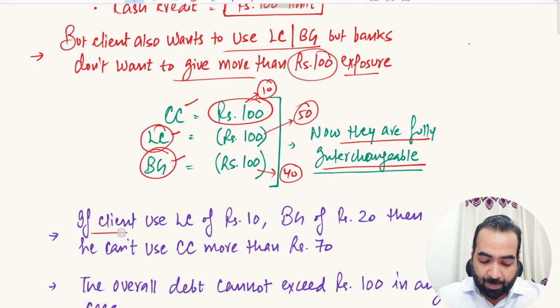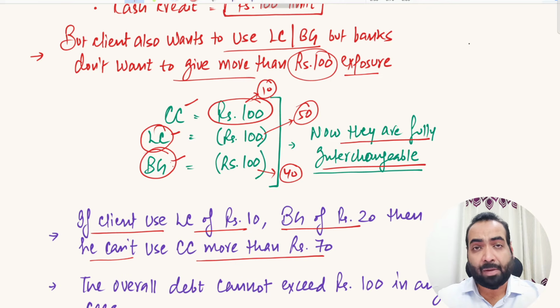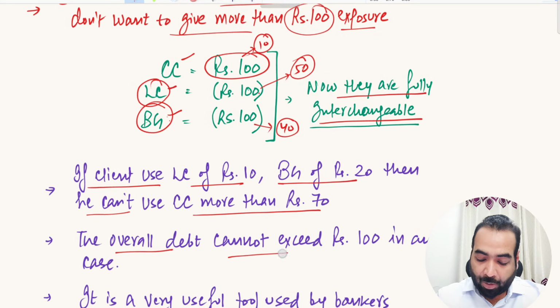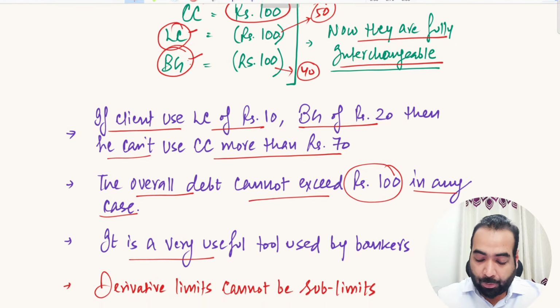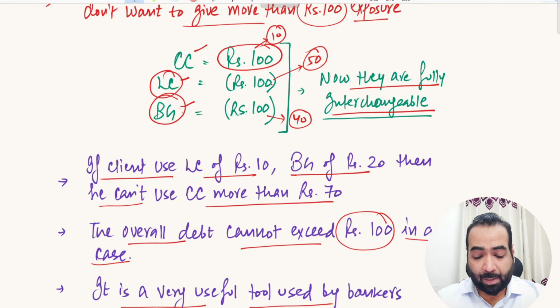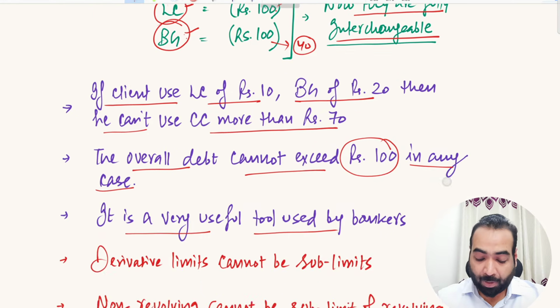So if a client uses LC of rupees 10 and BG of rupees 20, then he can't use CC of more than rupees 70. The bank's system will keep that in control. So the overall debt cannot exceed rupees 100 in any scenario, right? So it is a very useful tool used by bankers. It is also a very useful tool for MSMEs and entrepreneurs, because they can use multiple types of facilities as per the requirements of their business, right?